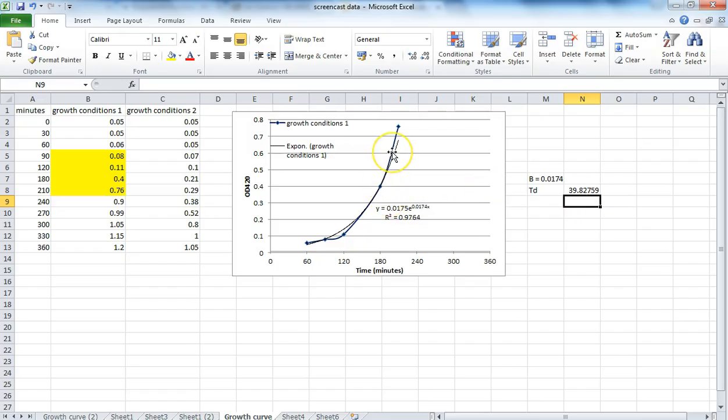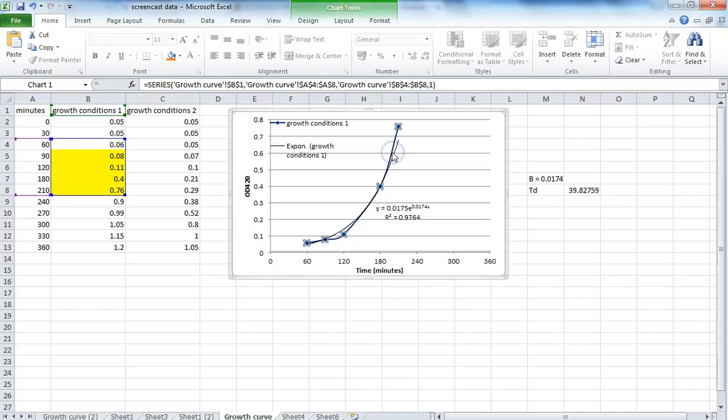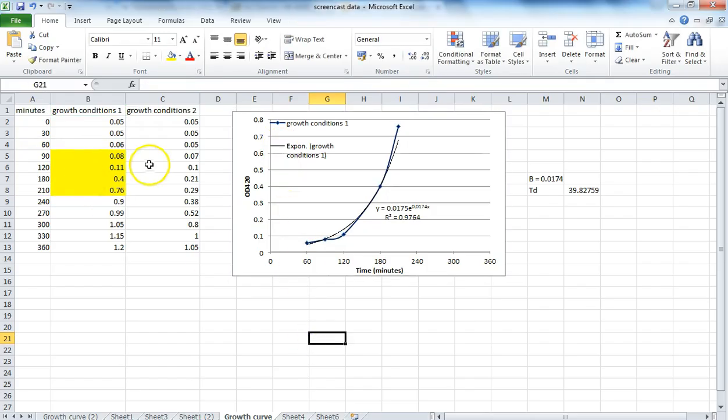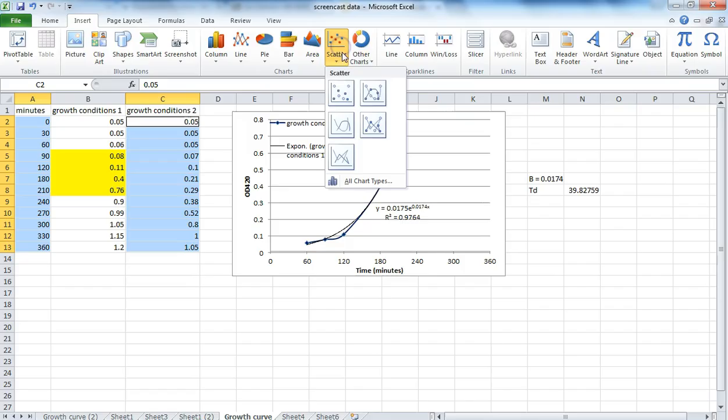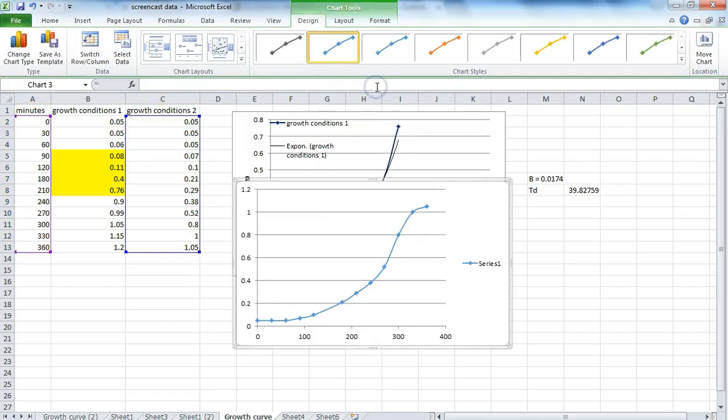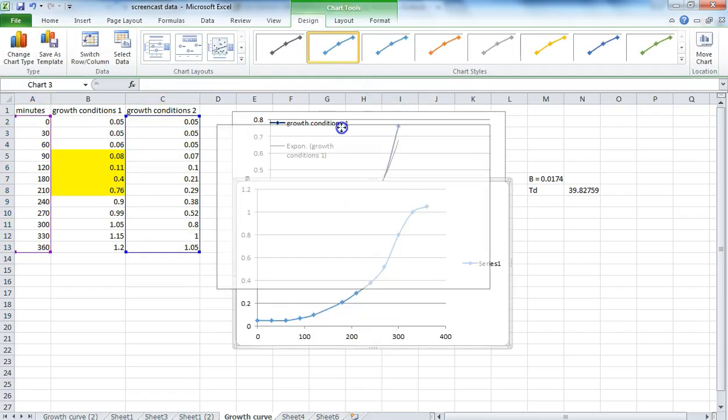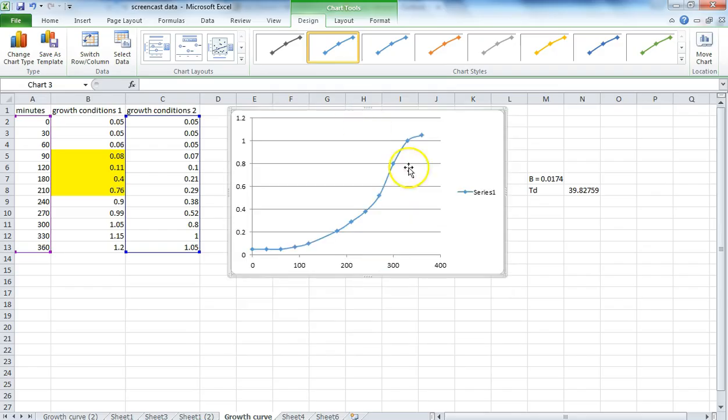If we now go back, I'm not going to go back. I'm going to make another chart. So I would like these to be my minutes, this to be my growth condition 2. I'm going to insert another scatter graph. I'd like it to be joined up. I'm just going to pop it on top because obviously my screen's not terribly large.